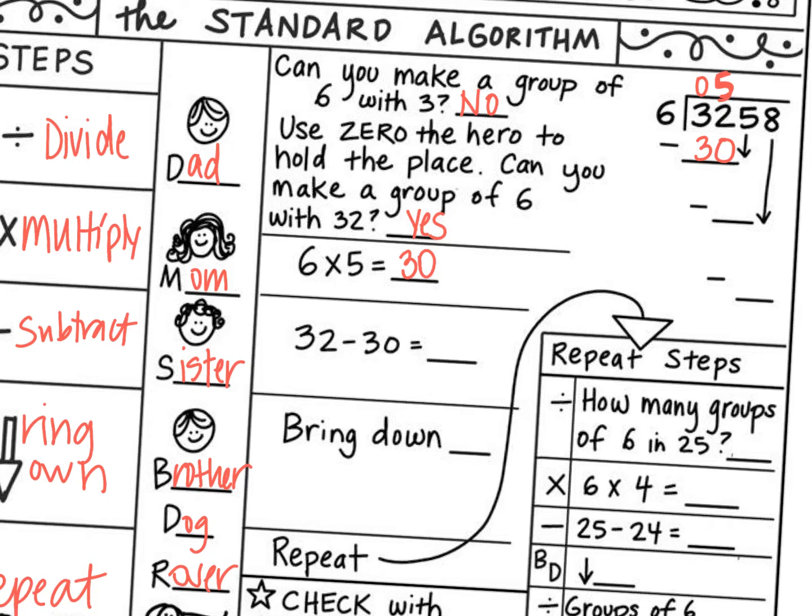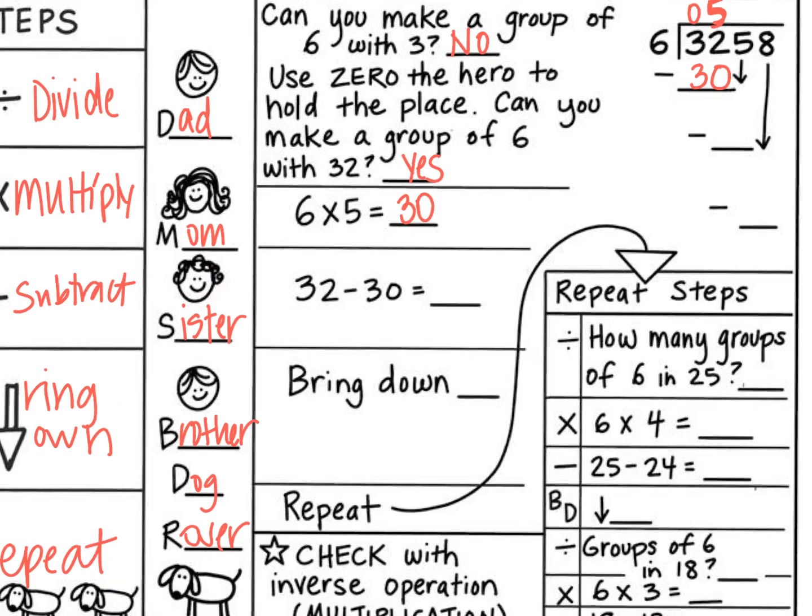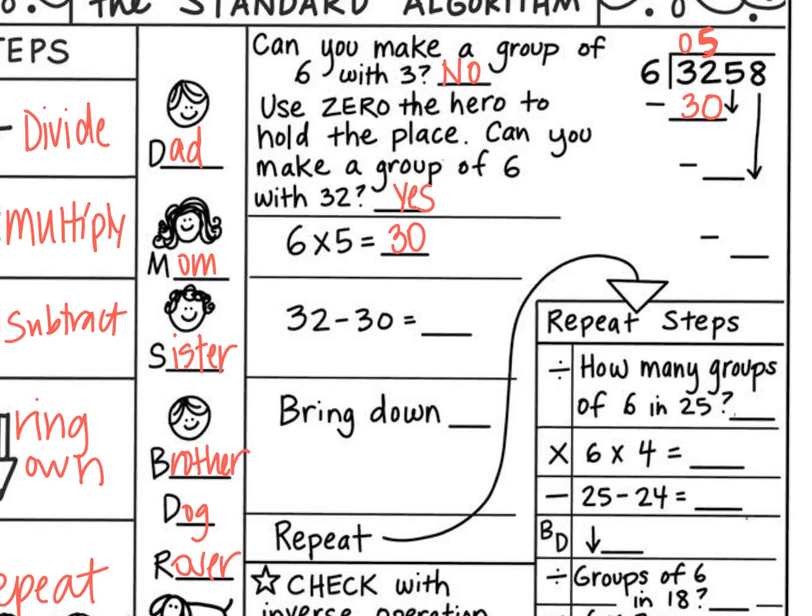It's a little crooked, sorry. I'm having a hard time getting it straight. There we go. Okay. Now I've got sister. I've done dad, mom. I've got sister, which means subtract. So I'm going to subtract 32 minus 30, which is 2. Then brother and dog represents bring down. So what am I bringing down? This 5. I'm bringing down the 5.